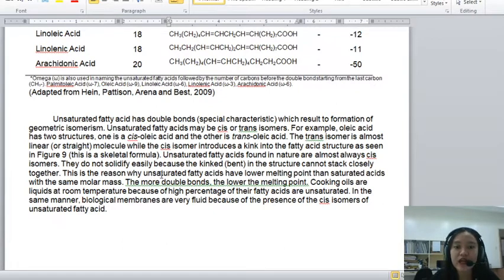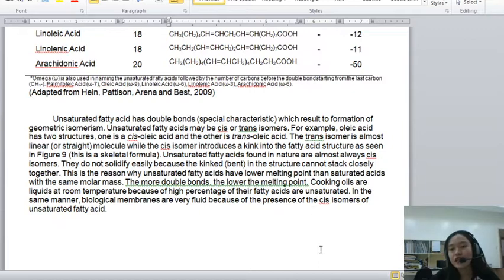This is the reason why unsaturated fatty acids have lower melting point than saturated acids. Kasi nga, mas solid yung saturated acids compared sa unsaturated fatty acids, even though na same sila na molar mass. So, the more double bonds, the lower the melting point. So, cooking oils are liquids at room temperature because of the high percentage of their fatty acids are unsaturated.